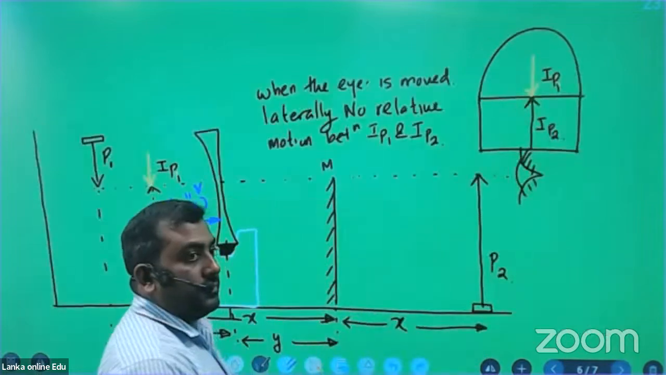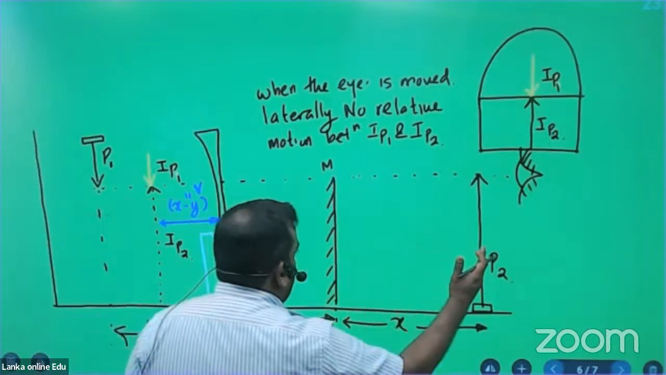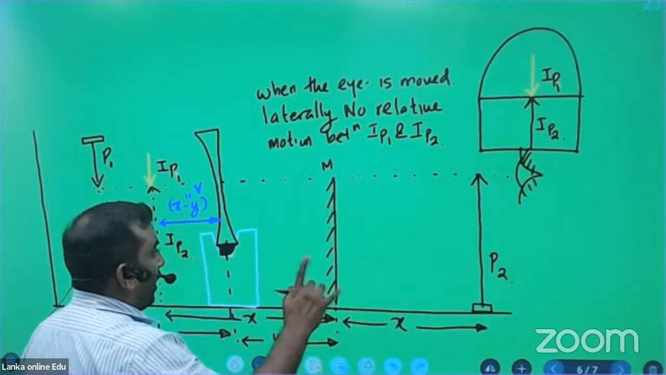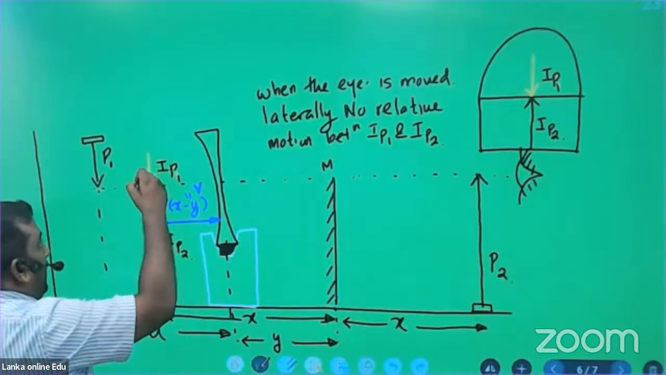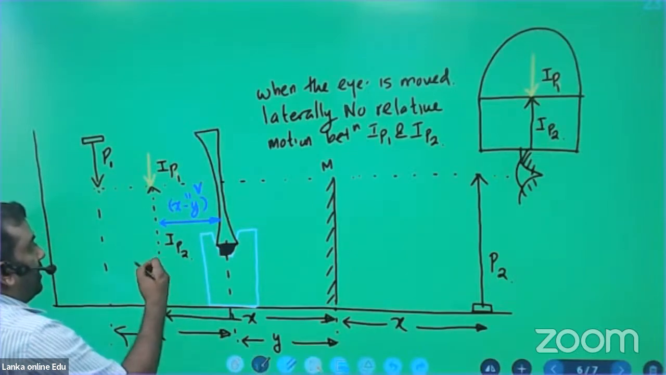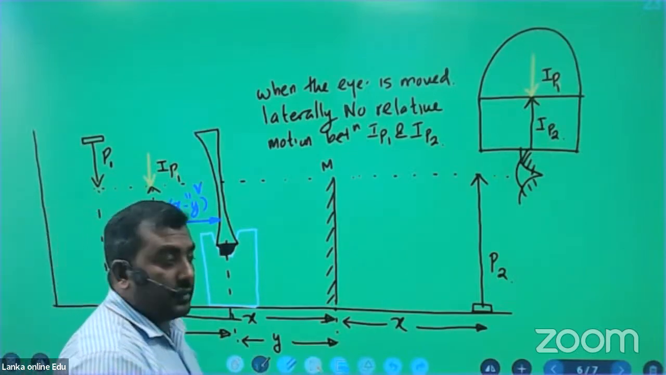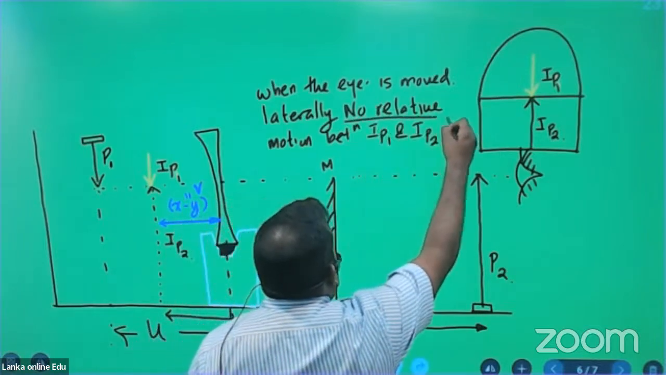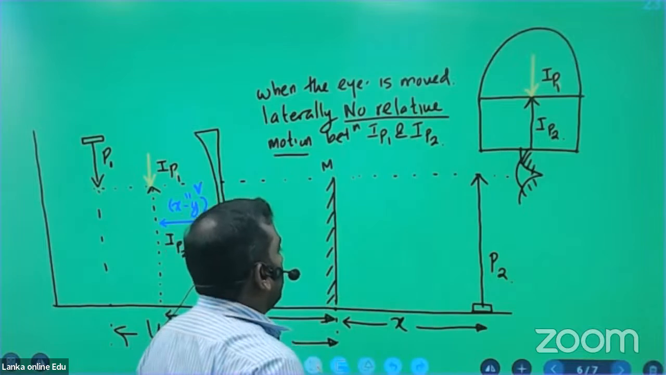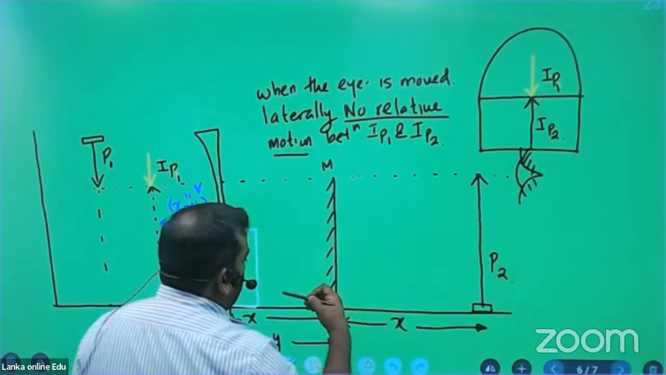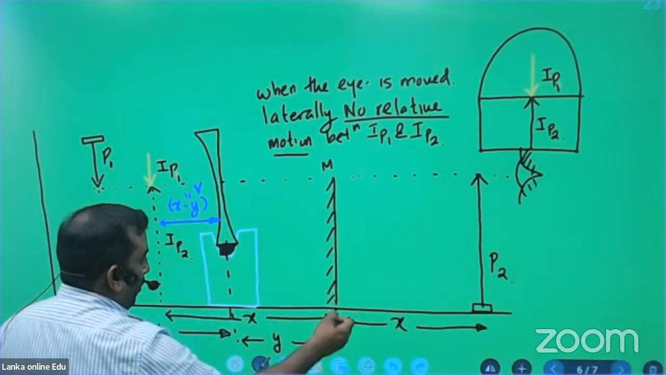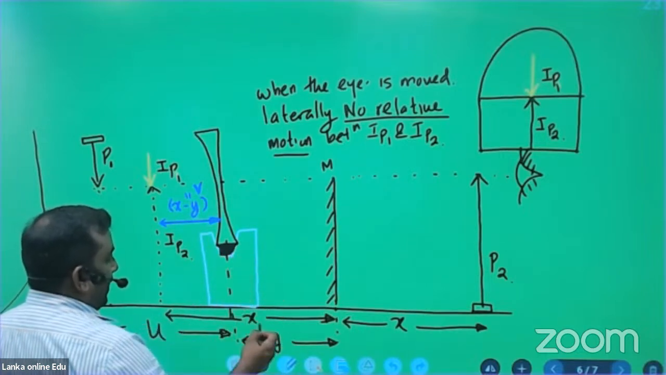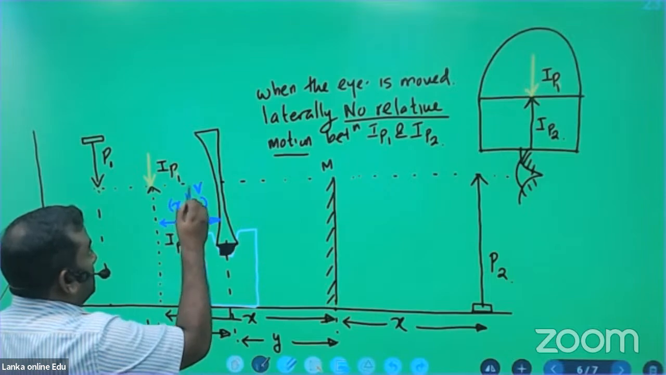Then what do you do? Change the position of P2 while moving the eye in the lateral direction. At one moment, image of P1 and image of P2 will coincide. Then there is no relative motion. Measure the distance here, x. Object distance equals image distance. Distance between lens and mirror is y. X minus y is image distance.